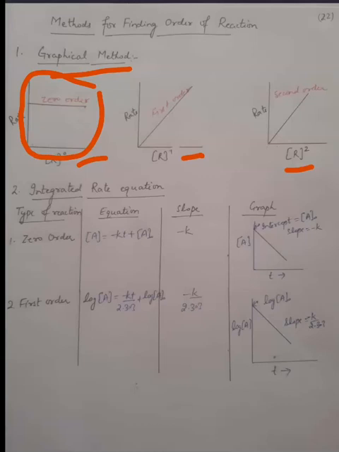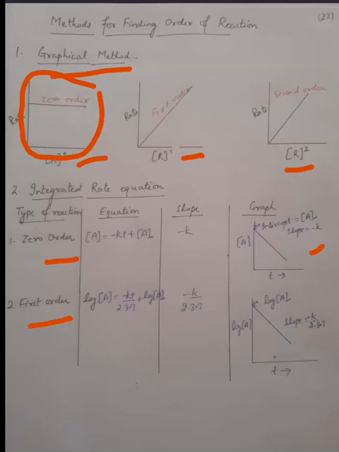Next method is integrated rate equation. This is also a hit and trial method. This is also employed for reactions having only one type of reactant. In this also we have integrated rate equation for zero order, for first order. For zero order, A is equal to minus KT plus A naught. Slope will be minus K. We will plot the graph.